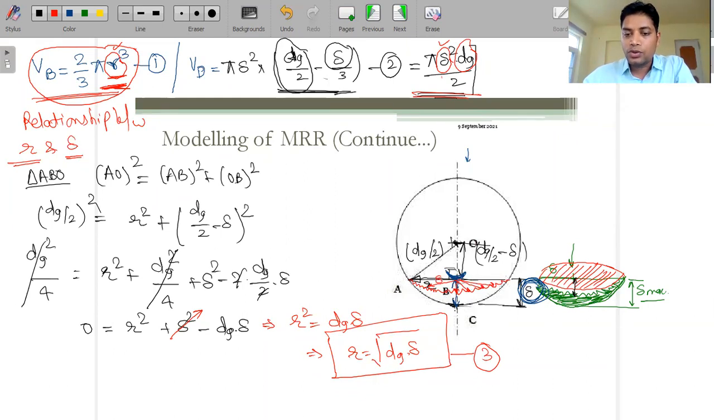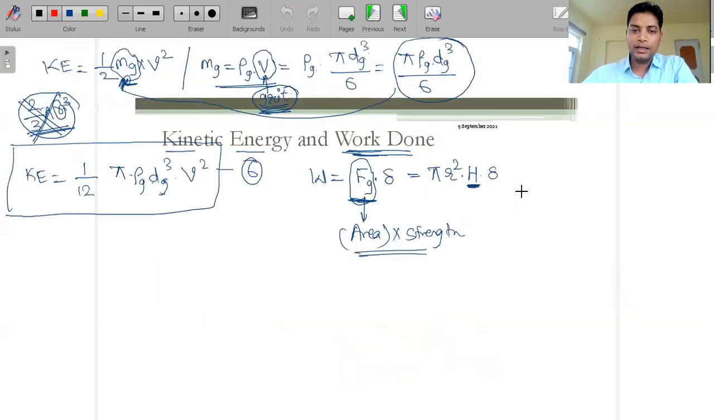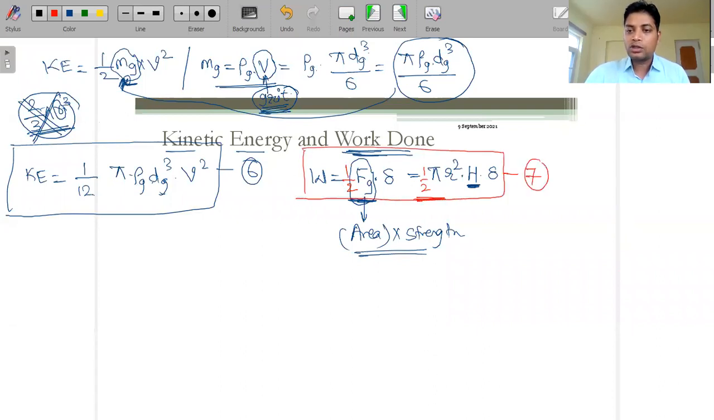So we cannot consider a single value, means delta we cannot write. So we are writing just the average value, we will take delta 1 plus delta 2 plus delta 3 and so on, and consider the average. So this will be 1 by 2 into pi into r square into h into delta. I did not write this half in the beginning, because I did not want there to be any confusion. So this is equation number 7. This is the work done by the abrasive grit on the workpiece surface.